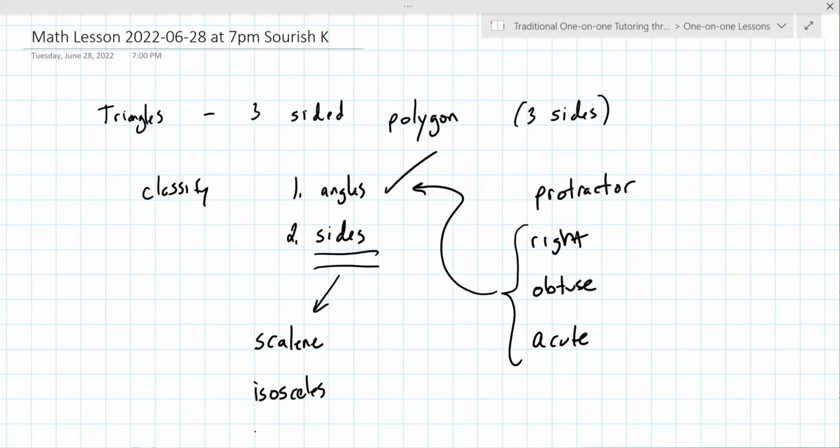And then the last one is equilateral. Equilateral. I haven't heard of that. Okay. Now you will, and actually none of this really matters for the stuff that I want to do today, but I wanted you to see the words because we will be working on right triangles today.